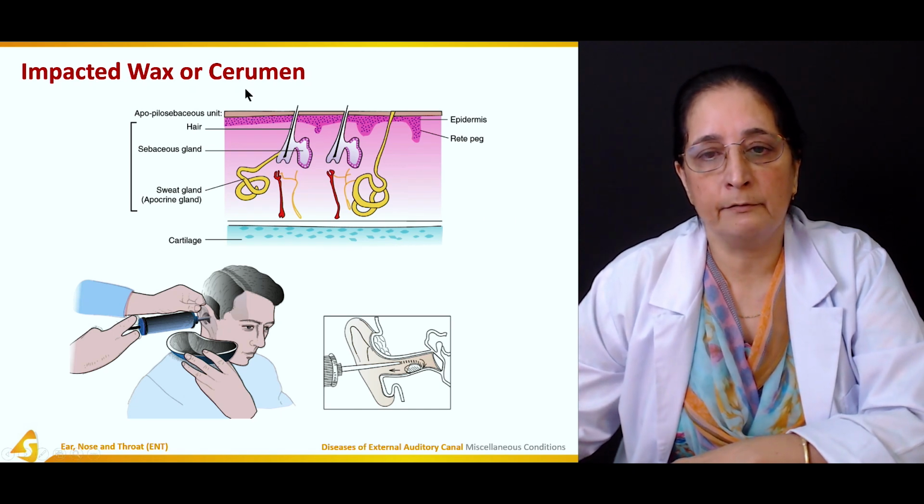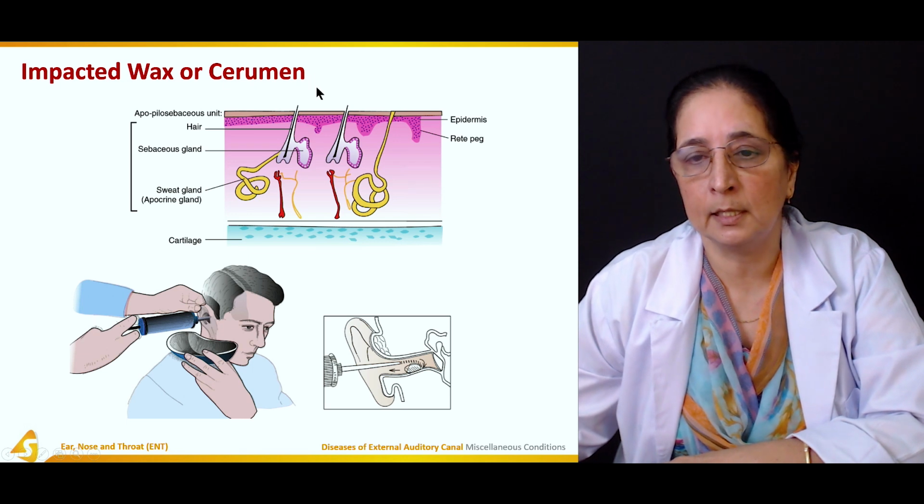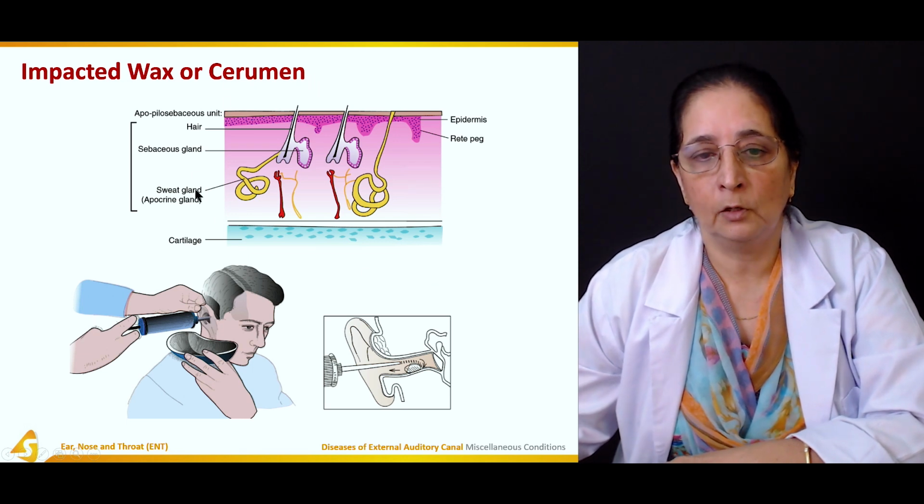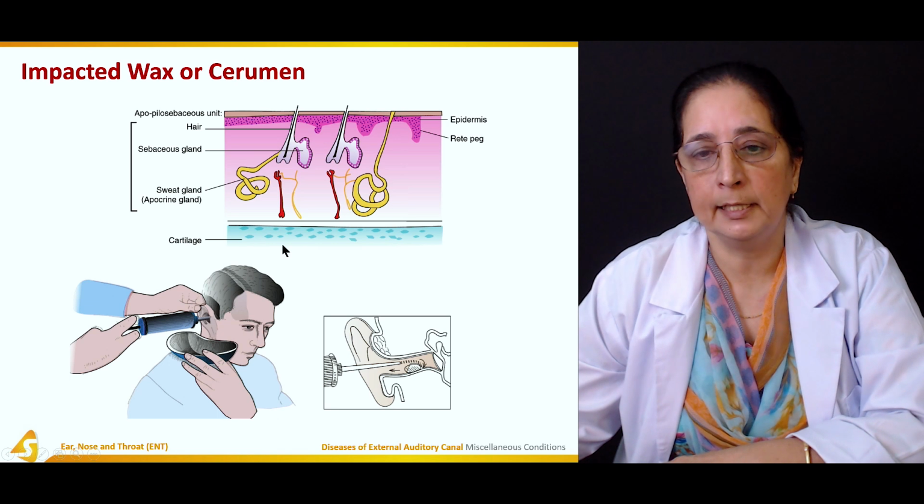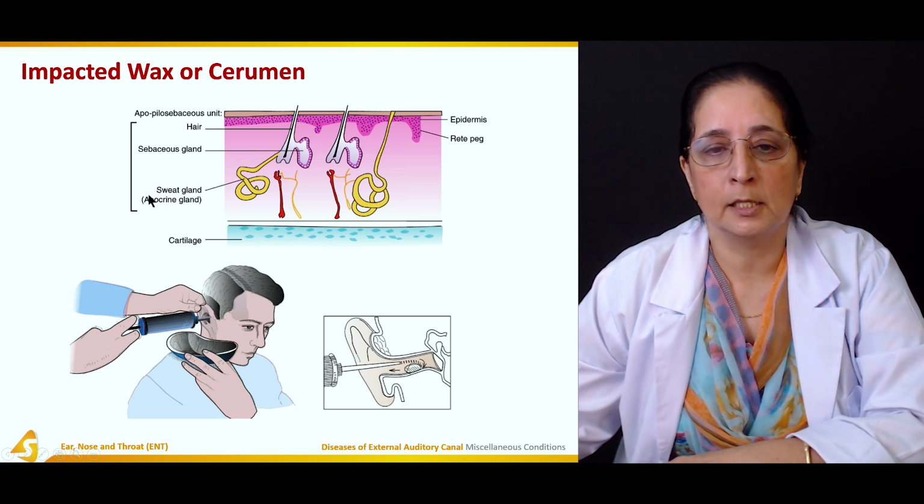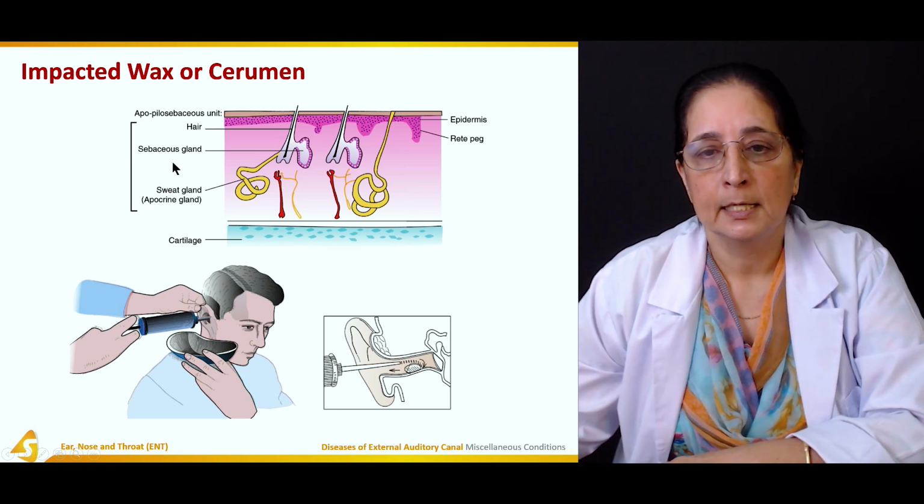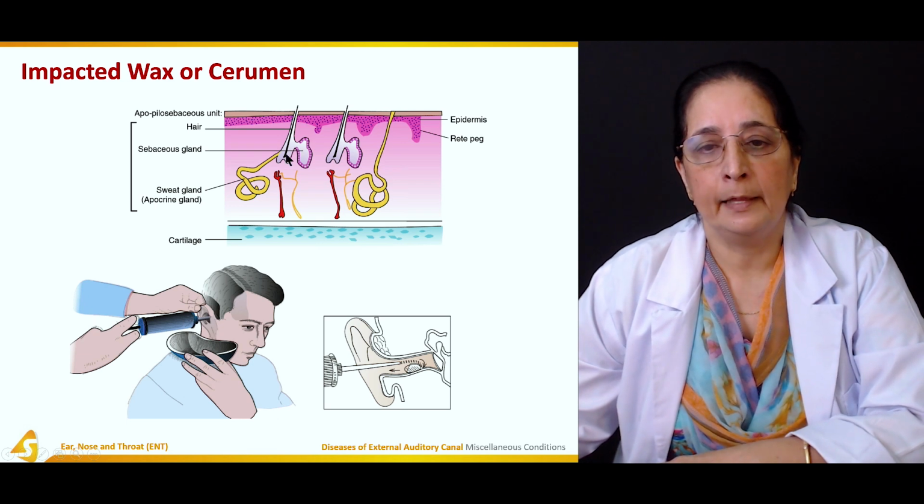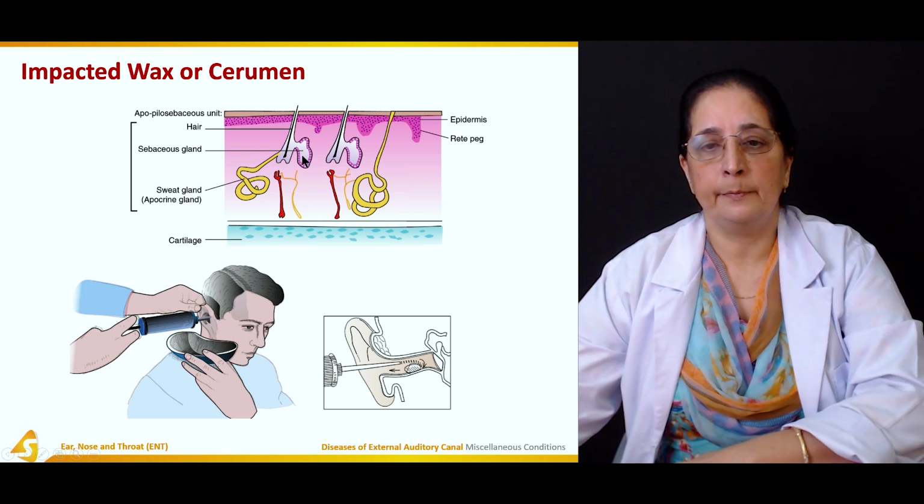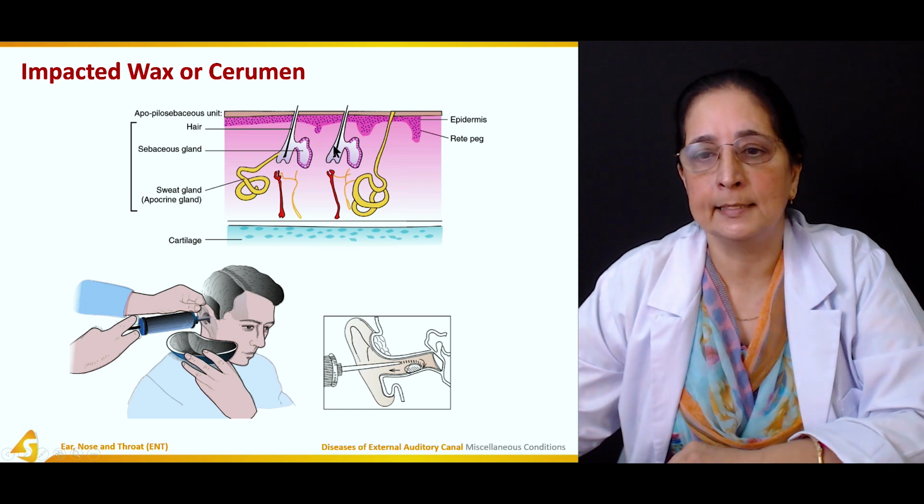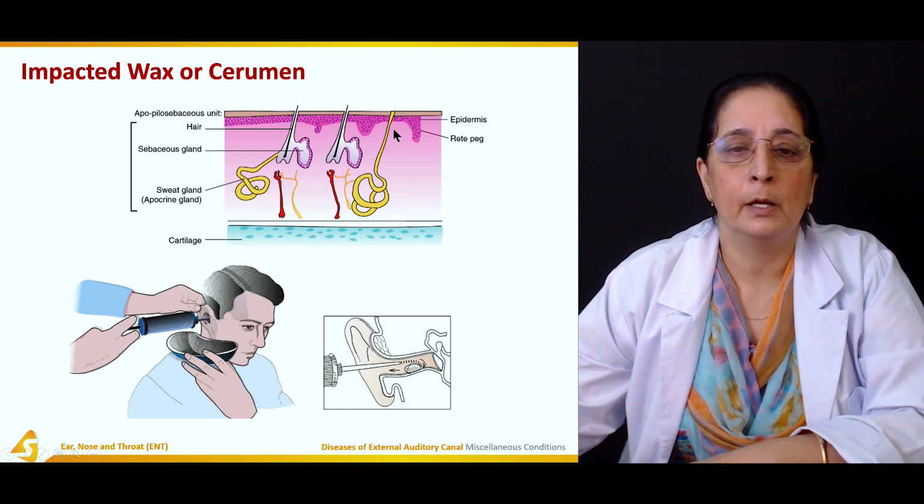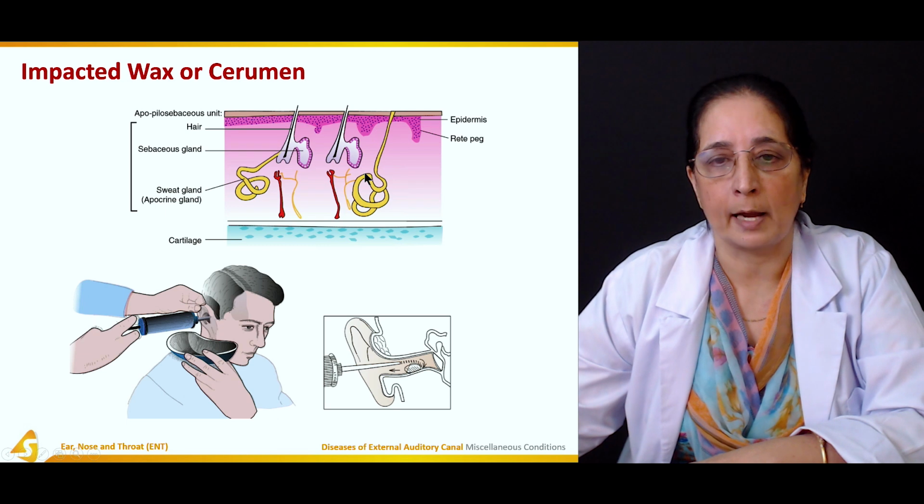So impacted wax or cerumen, this is the histological picture. This is the cartilage. Then there are sweat glands present, sebaceous glands, and then the hair follicles. Sebaceous glands are the glands that produce the cerumen or the wax.